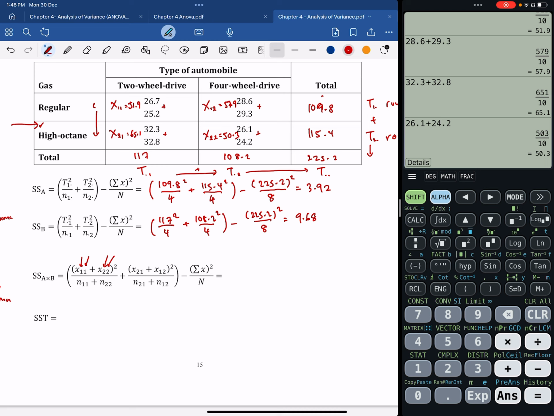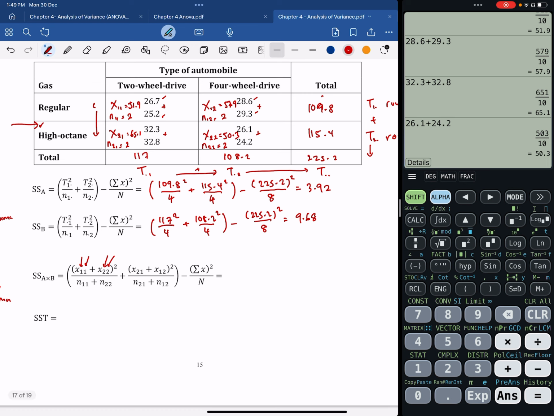How about n11? So how many do you have? You have two, one, two. So n11 equals 2, n12 equals 2, n21 equals 2, and n22 equals 2. All right? So let's transfer this into the formulation.